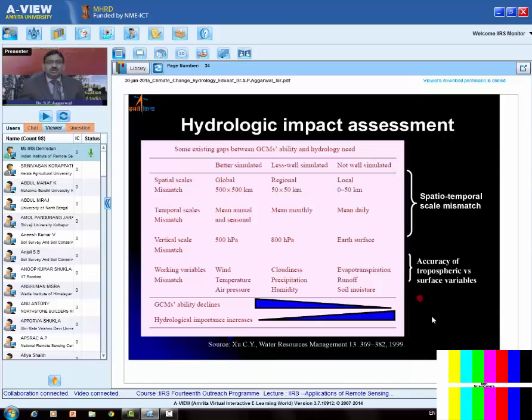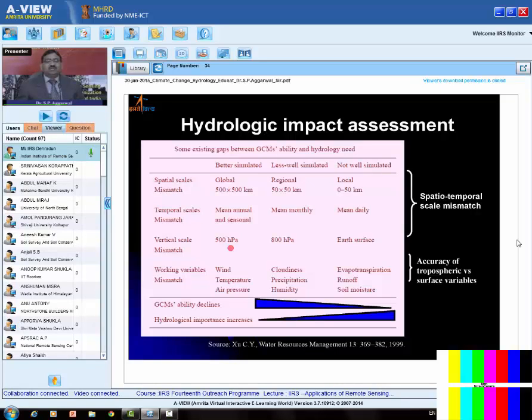So GCM is not fitting for hydrological processes. Let us try to understand this. If you see this slide, a better simulated GCM has a spatial scale of 500 km by 500 km or 200 km by 200 km. Nowadays they are even giving 100 km by 100 km. So they are predicting well at the temporal scale of mean annual. But daily they are not giving a good prediction. It is only seasonal and annual.